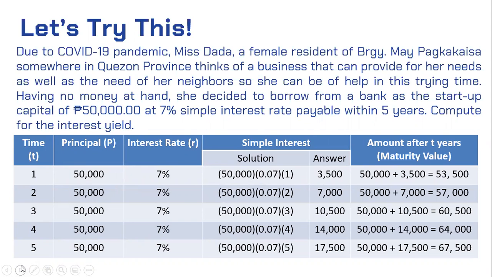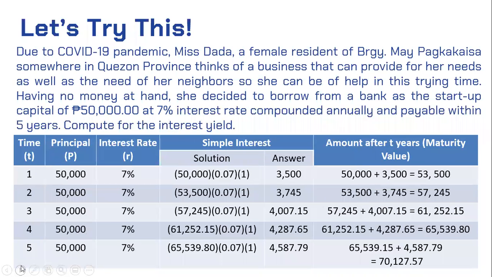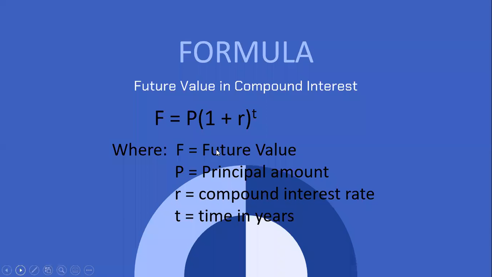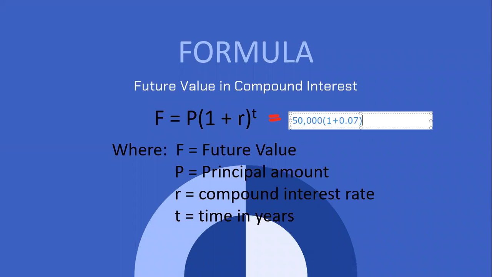Ba't di kayo nag-react kanina? Ma'am, akala po namin idiniretso nyo na po, added na yung principal. Ayan. Yan. So ito naman yung future value natin for the compound interest. Ito yung formula natin. So 'di ba from that problem, so kung ilalagay natin siya, okay, following the formula, the principal is 50,000 times 1 plus the rate, which is 0.07, tama ba? Times 5.